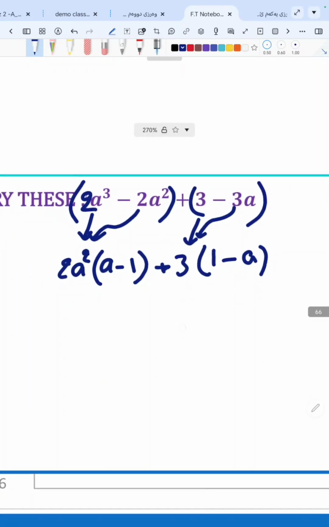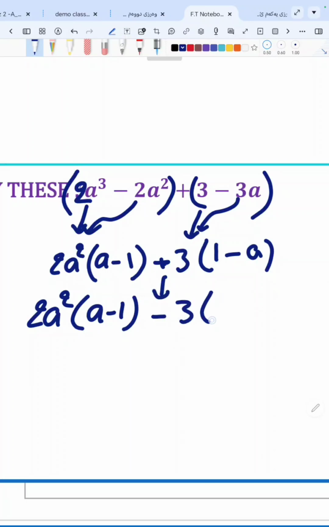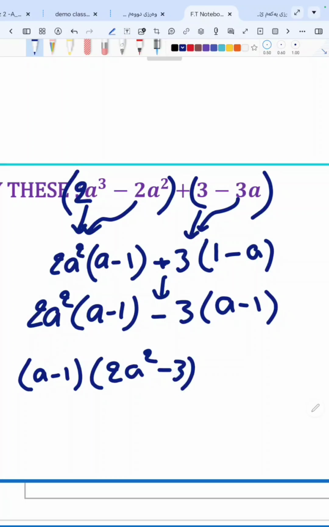Okay, are they the same? No, it's a minus 1, but here we have 1 minus a. So just rewrite the first term as it is, a minus 1. Change this one to negative 3, a minus 1. Flip it. Now you have the same parenthesis, yes, a minus 1. The other one, I have 2a power 2 minus 3.